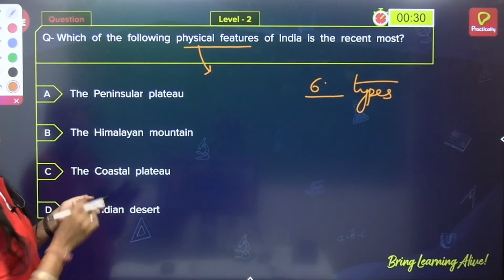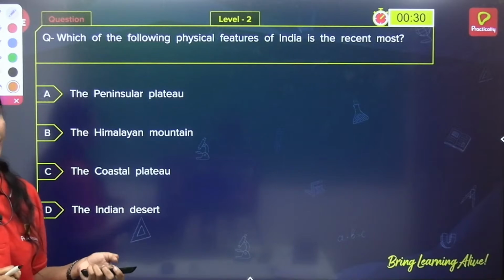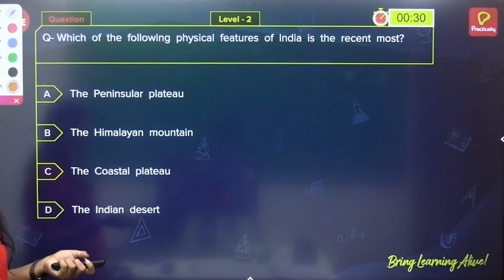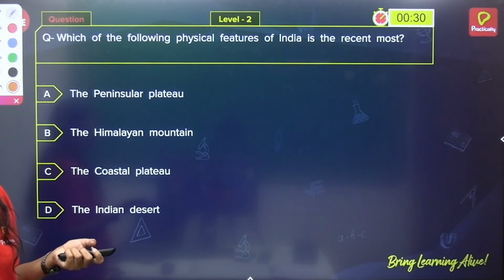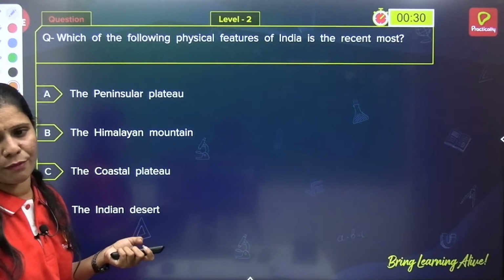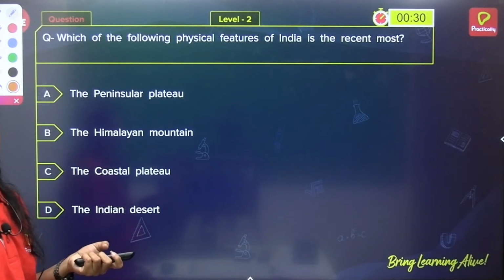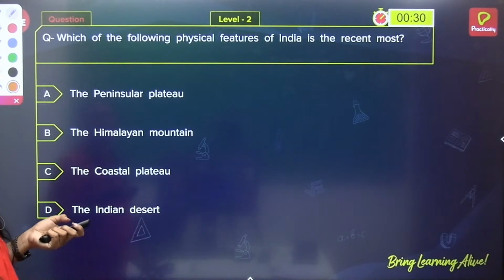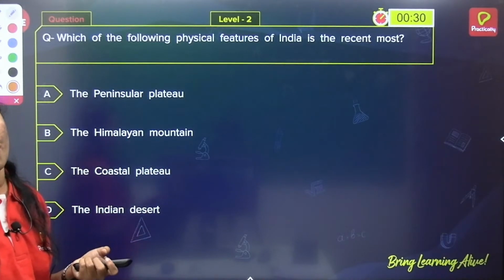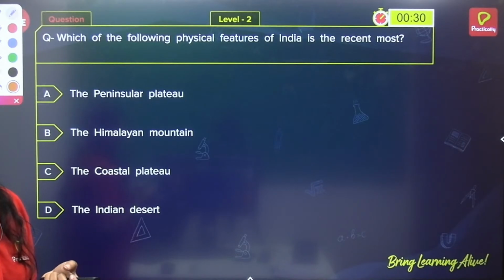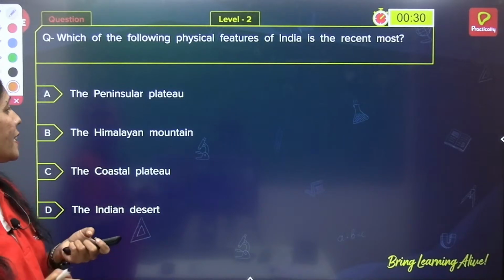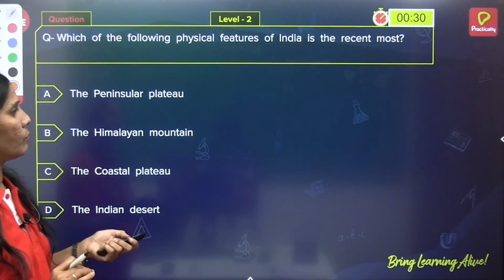So first, let us have a question here. Which of the following physical features of India is the most recent one? There are 6 physical features. Can you tell me which physical feature has been recently formed? Recently formed physical feature. Can you guess the answer? Yes.